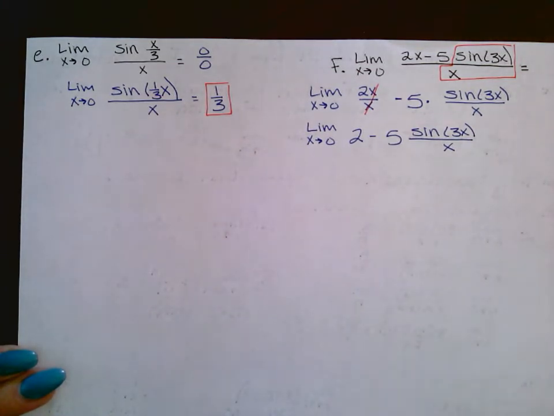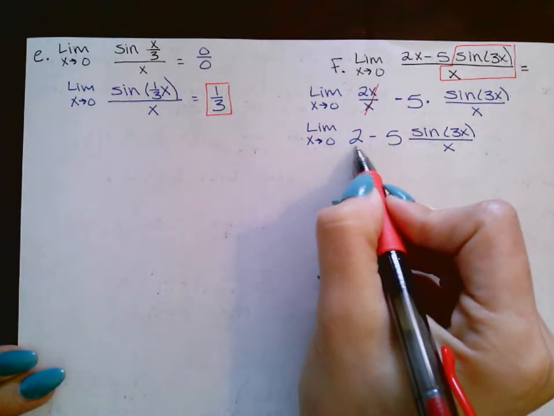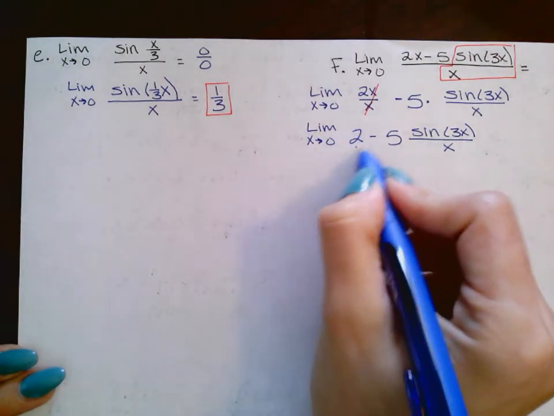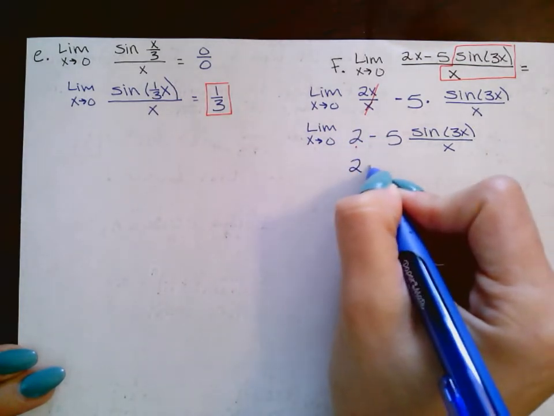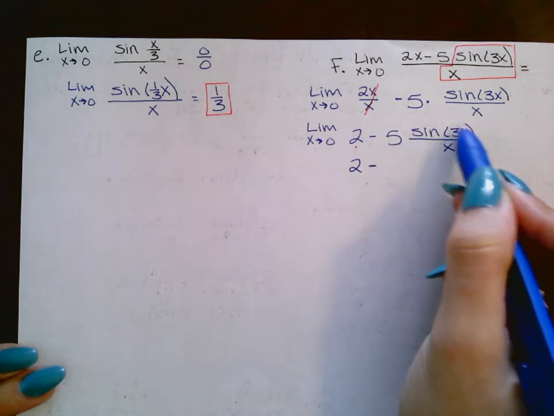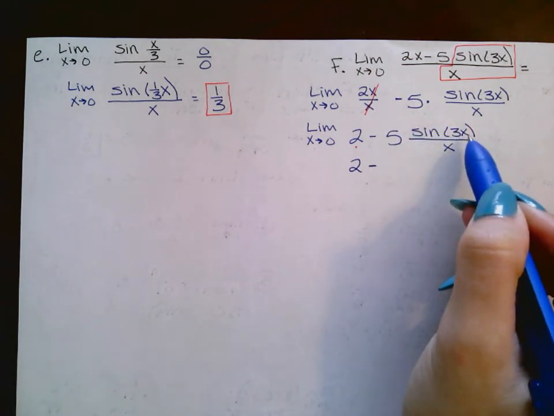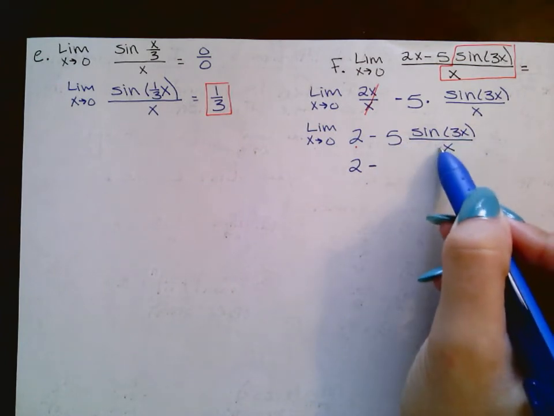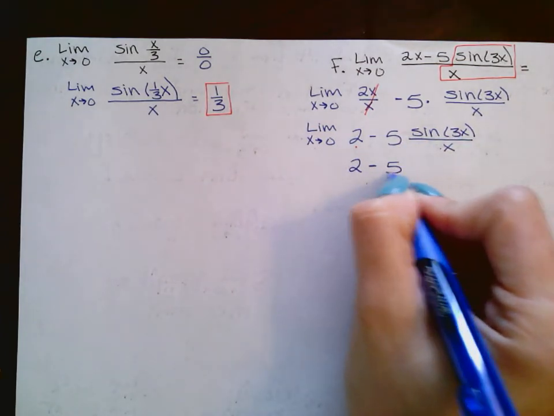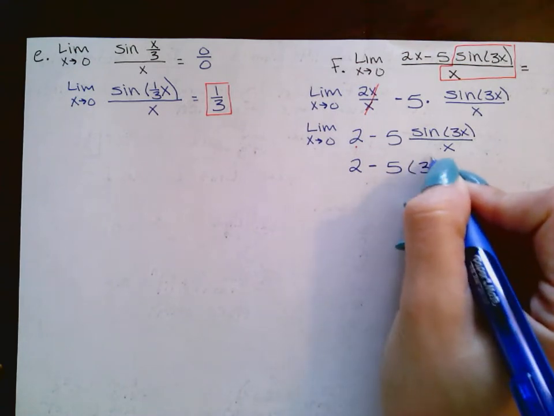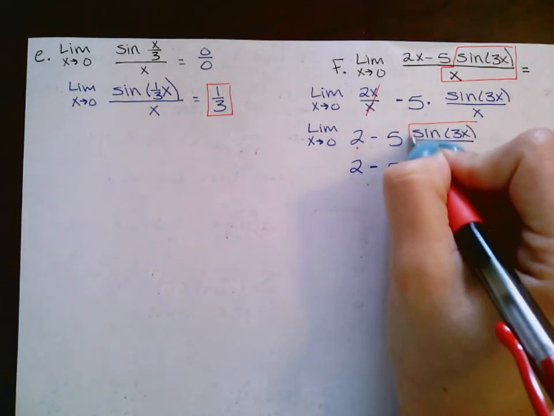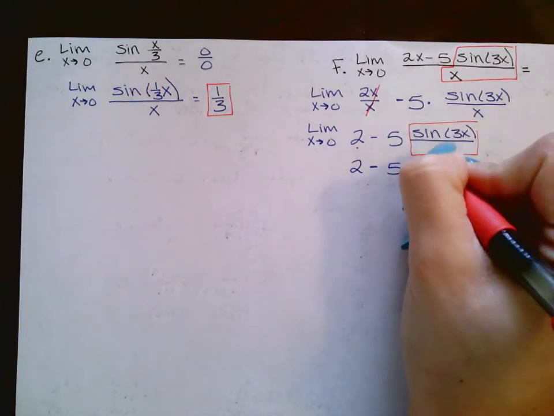Now, this next part should feel pretty easy, almost too easy that you're going to question it. The limit of a constant is just that constant. So far, my answer for this first step is 2 minus 5 times whatever the limit of this is. Now, based on my special trig limits, I know that the limit here is just the coefficients, 3 over 1. So I have 5 times 3 over 1, which is just 3. Hopefully you caught that this portion right here gave you this part.